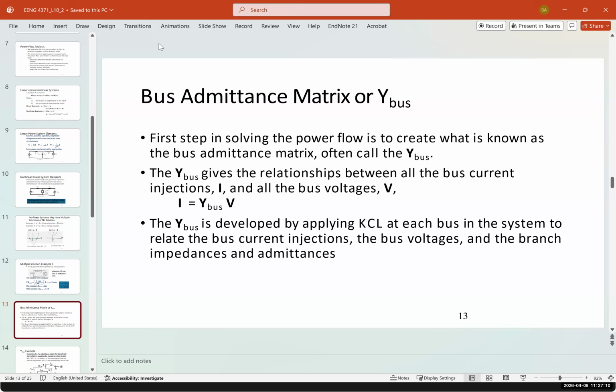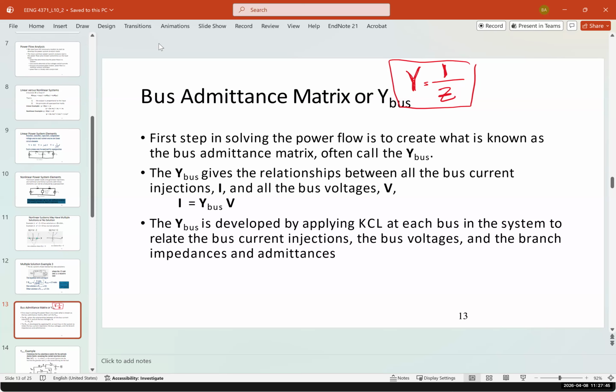For those who had smart grids, you may already be familiar with this, but one of the standard models that we use to solve power flow in the power system is using the admittance. Do you remember what admittance is? What is Y? 1 over Z. So admittance is the opposite of impedance.